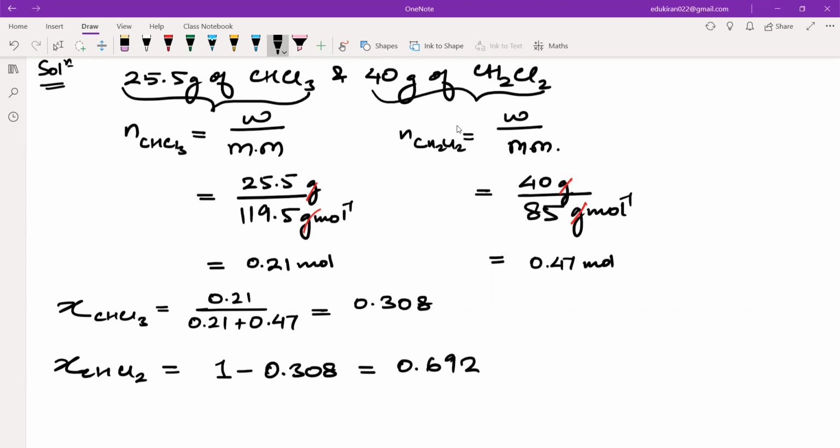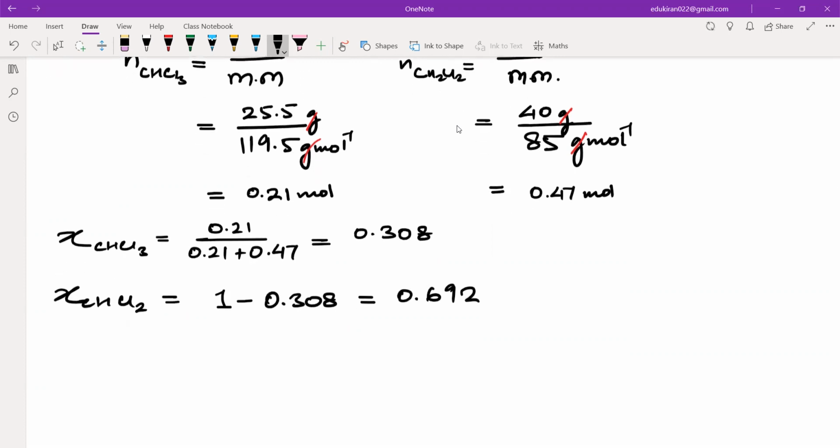0.692. Okay, now it is a fairly easy question. The first part is very easy, the p total, it is just calculation. There is rarely any chemistry here. You have p naught chi of, let us say, CHCl3, p naught and chi both for CHCl3, plus p naught of CH2Cl2 and chi of CH2Cl2, right?